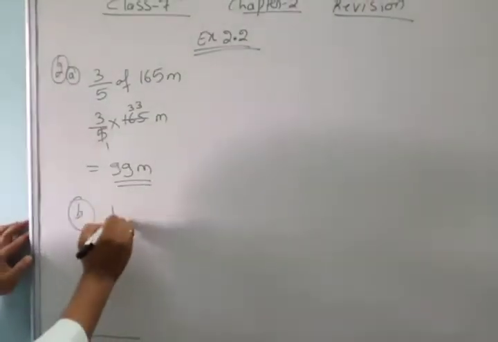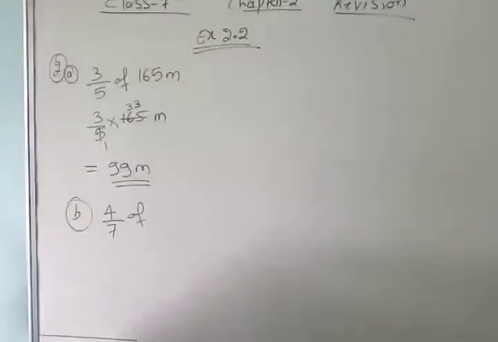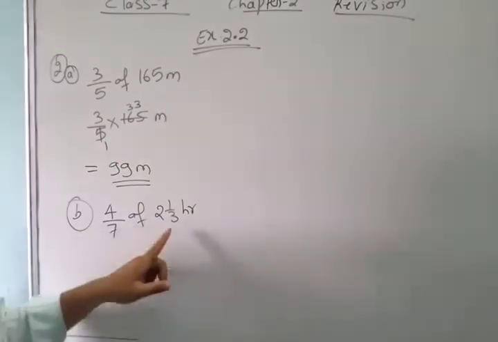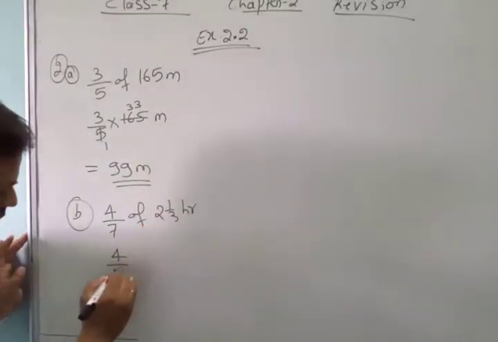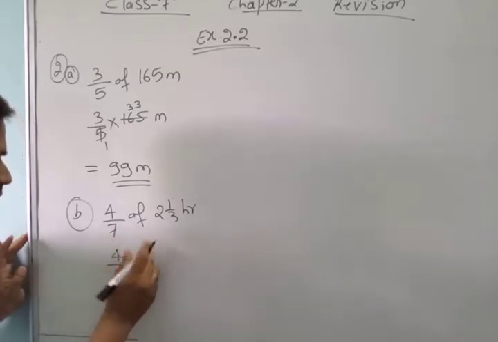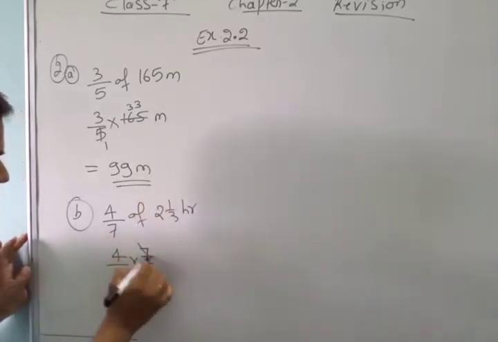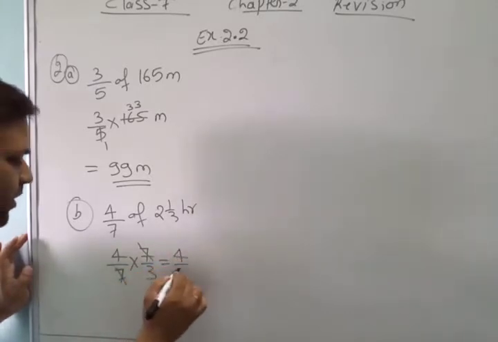Next B. 4 by 7 of 2 1 by 3 r. So it is in mixed fraction. Convert firstly mixed fraction to fraction. So it is 4 by 7 of means multiply. 2 threes are 6, 6 plus 1 is 7 by 3. 7 and 7 both are divided. So it will become 4 by 3.